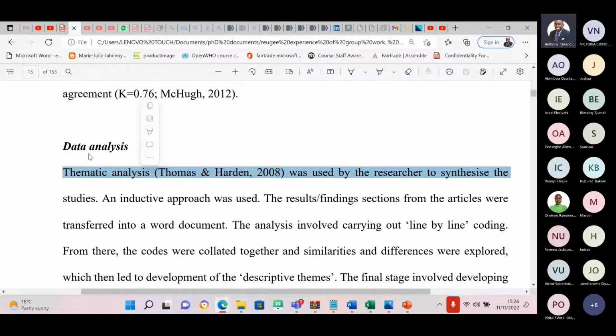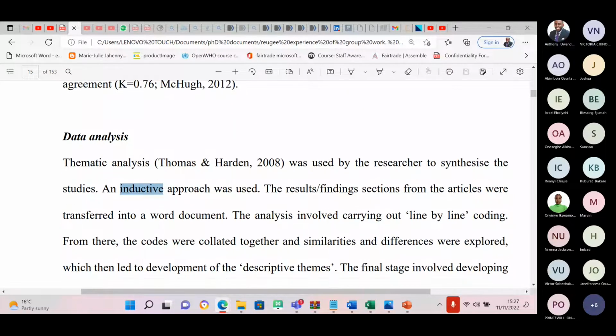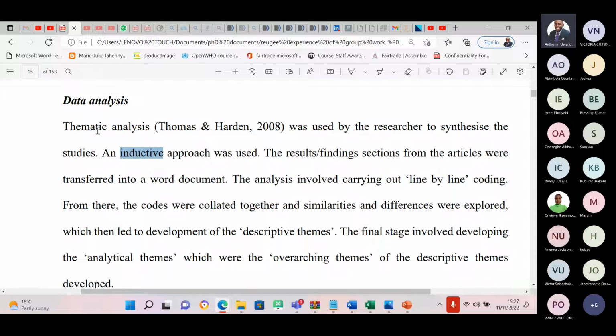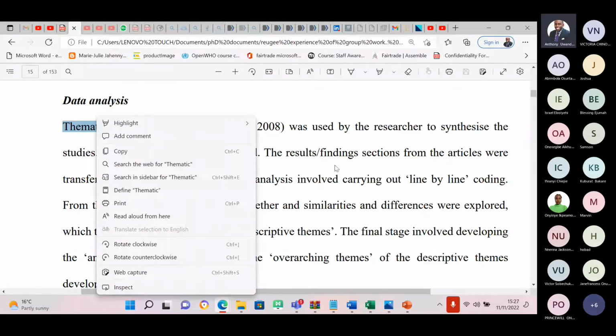So you need to report on how you intend to analyze your data. Exactly. Like I said, it said inductive approach. You see that? That's why you need to understand your research philosophy. The background I laid was very important, so that you see everything is aligning together. Systematic analysis, inductive approach was used. If you see this, you understand where it is coming from. So read about thematic analysis and then see how you can bring it out.